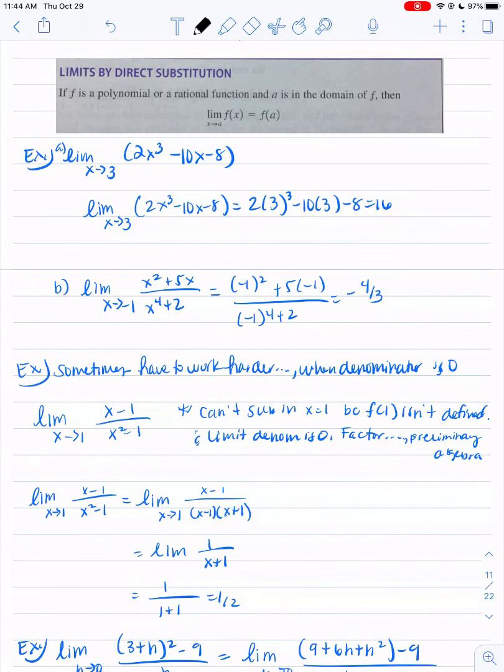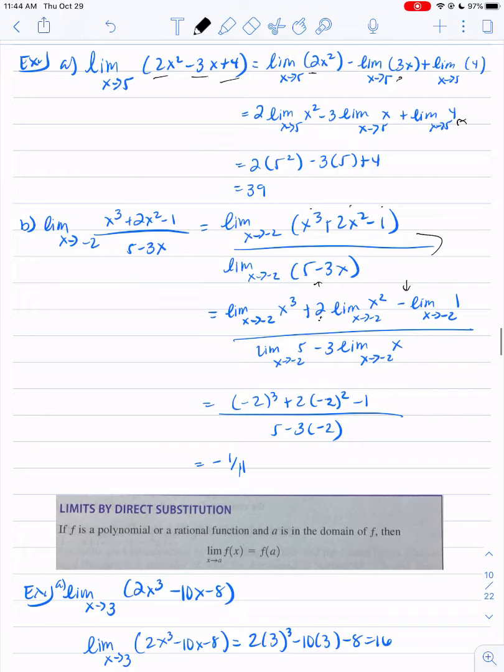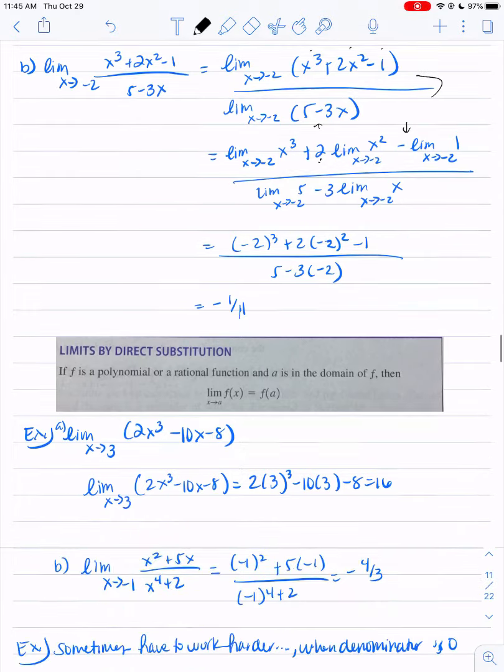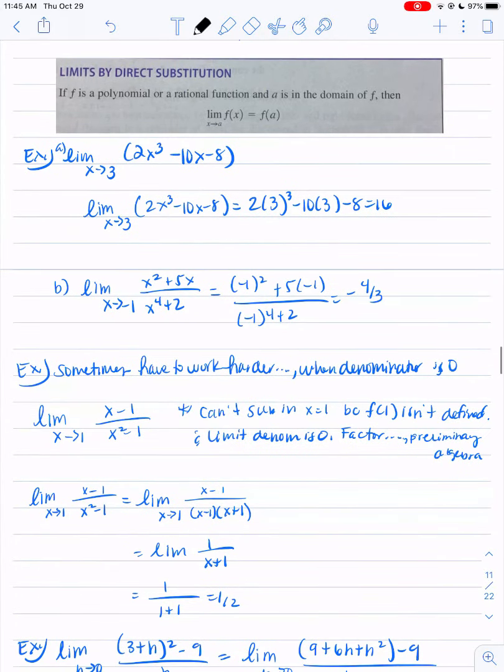Okay, so now that we've done that, we're ready to talk about limits by direct substitution. So we've kind of seen already in these examples, I was just plugging in negative 2 after doing the limit laws, but now we have this property where if f is a polynomial or a rational function and a is in the domain of f, then the limit as x approaches a of f of x just equals f of a. So basically we're just plugging in our a value into our function and solving.